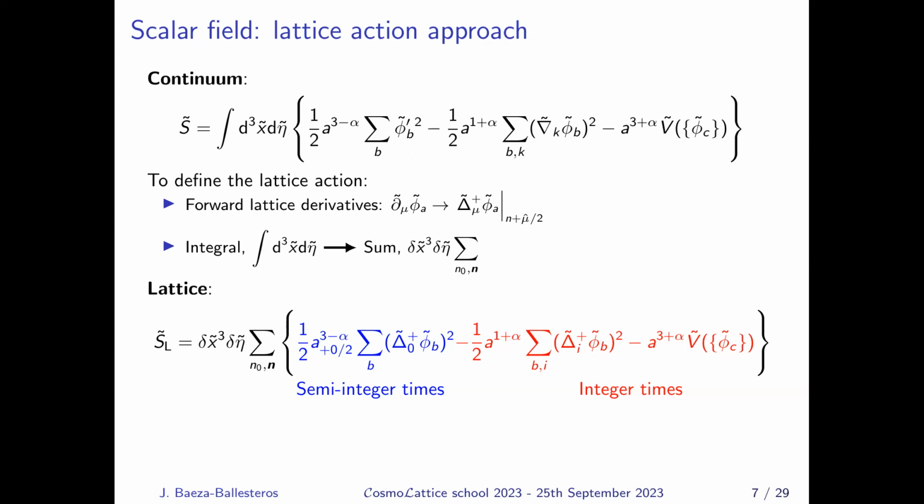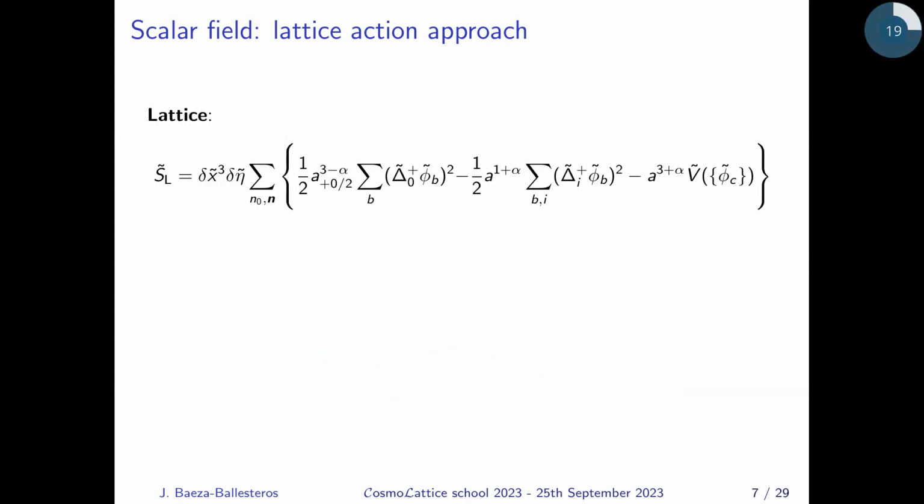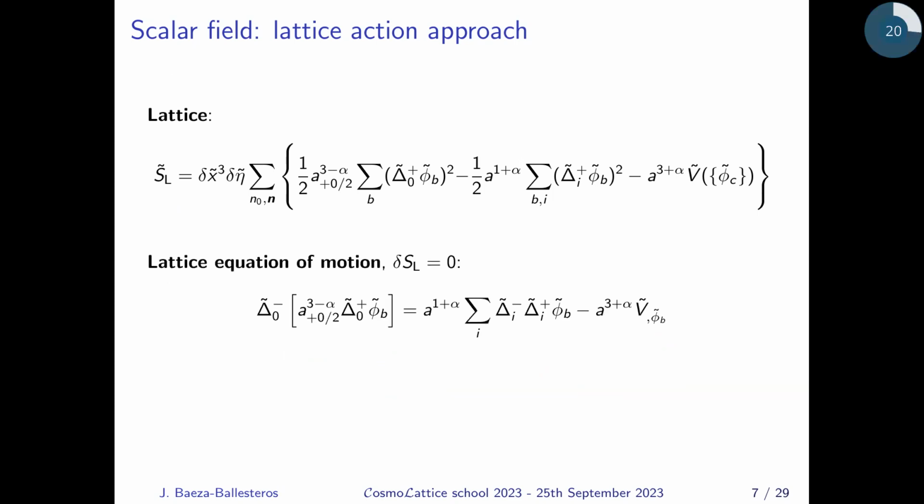So now we have our action, and what we want to do is to derive the equations of motion. How do we do that? In the usual way, we just consider a variation of this action, and you can do that even if our action is in a discrete lattice. This is also an exercise that I would recommend you to do, and you will find this equation of motion.